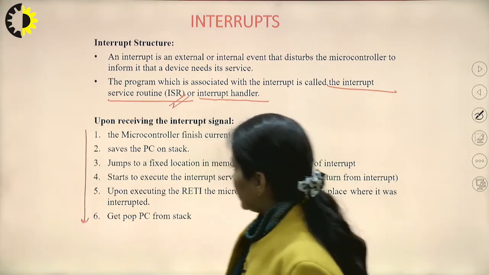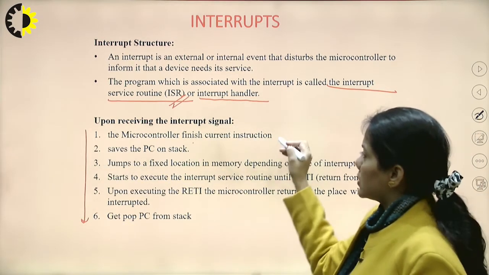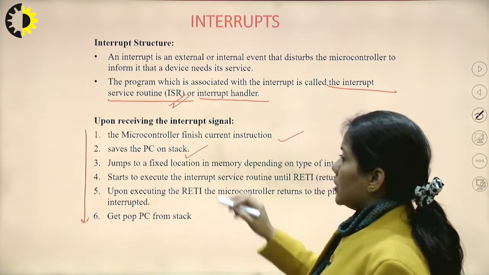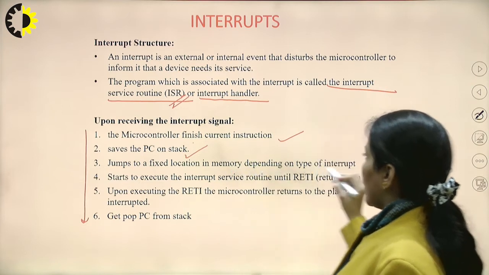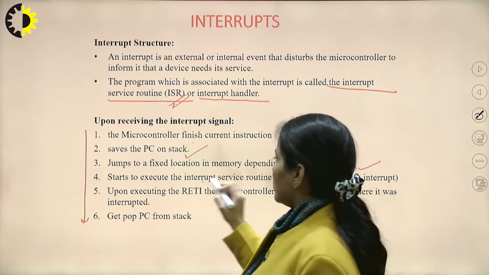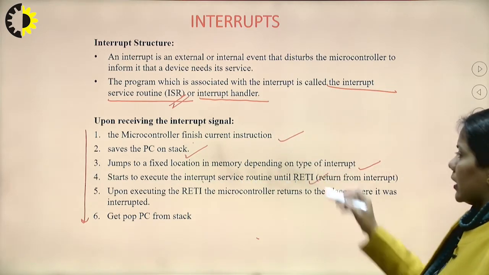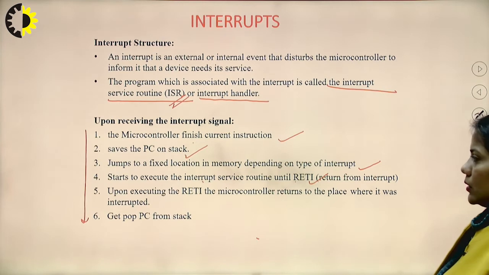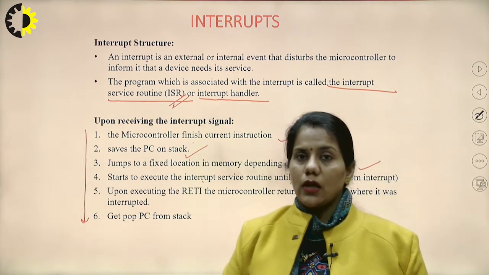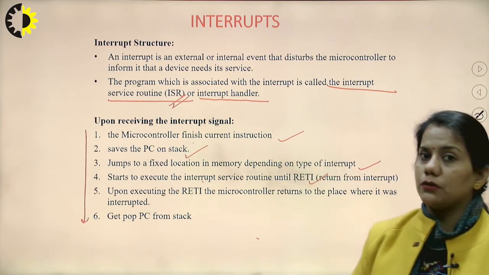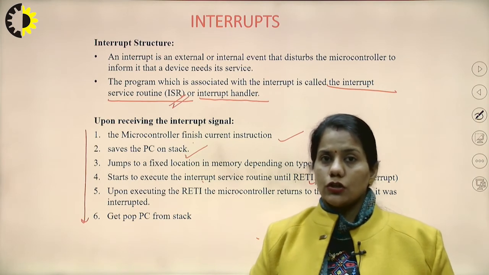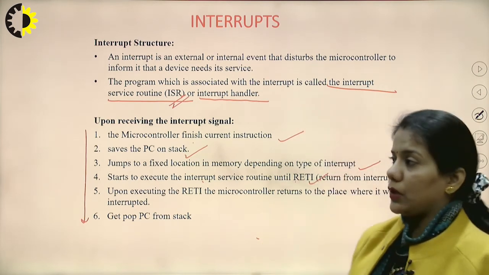these are the steps. First of all, the microcontroller finishes the current instruction. It saves the PC on the stack, jumps on to the fixed location in the memory depending on the type of the interrupt. Next, it starts to execute the interrupt service routine until RETI is encountered. So whenever we write an interrupt service routine, at the end, RETI instruction has to be added to the routine to indicate the controller that it has to go back to the main routine.